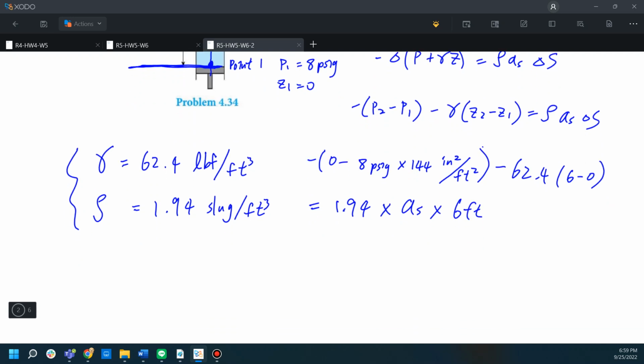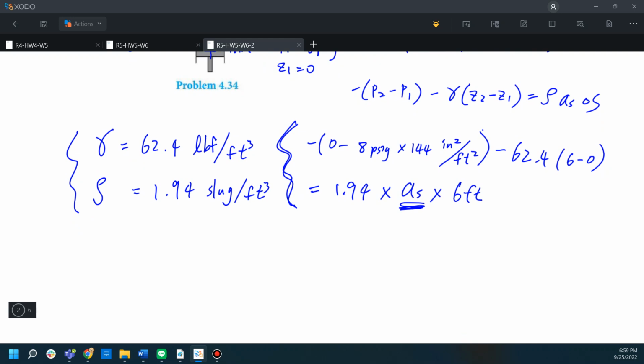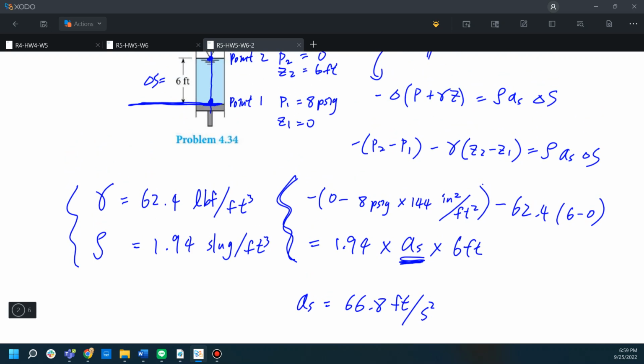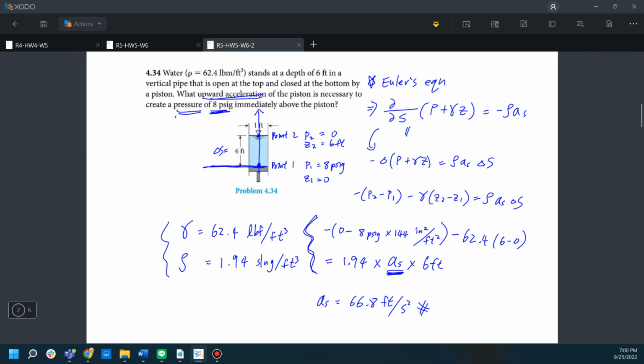Great. So according to this equation here, the only unknown is this acceleration. Therefore, you can easily calculate that AS is equal to 66.8 feet per second squared. Okay. So when you see the question, you analyze what kind of variables you get, and you try to come up with an equation that can create a relationship between the variables mentioned in the problem, and use that equation to solve the problem.